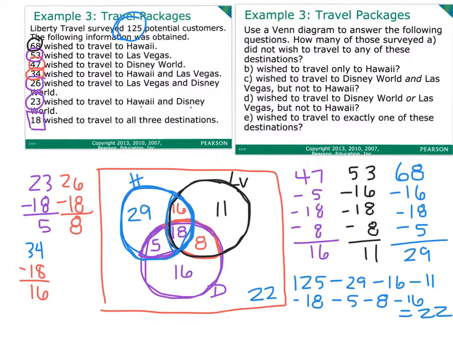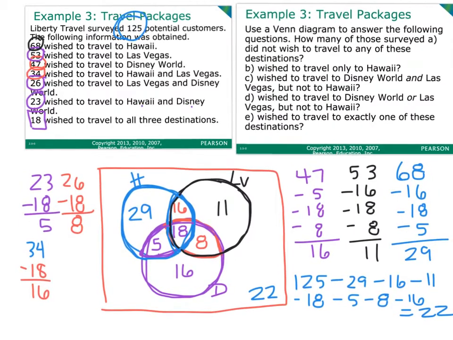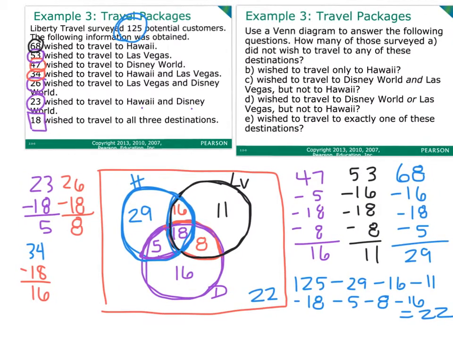Okay, now that you have your Venn diagram completed, you can now answer the questions that were given to you. So we have several questions up here. The first question says, how many of those surveyed did not wish to travel to any of these destinations? 22 people, for some reason, did not wish to go to any of these destinations. How many of those surveyed wish to travel to Hawaii and to Hawaii only? That would be the 29 people that are in that Hawaii bubble over there.